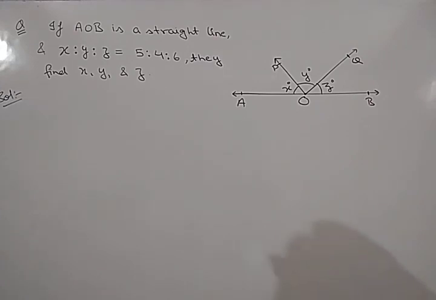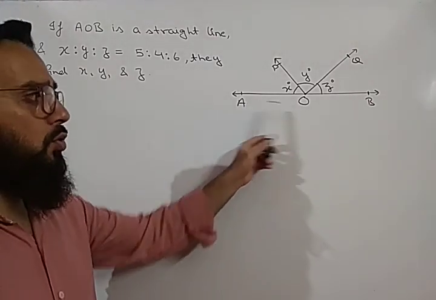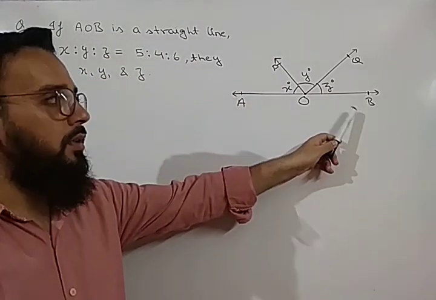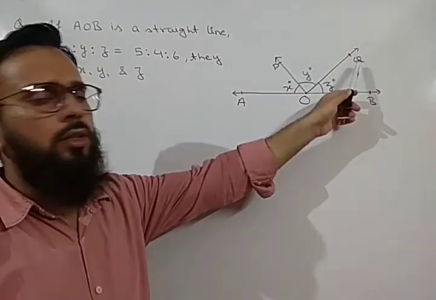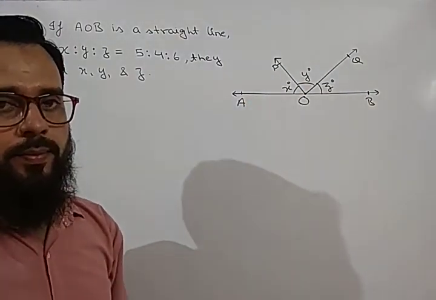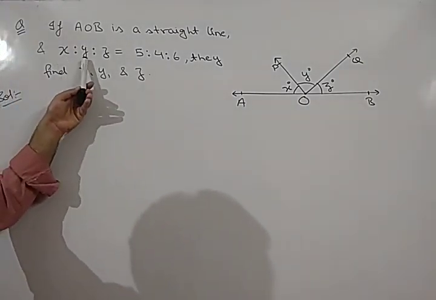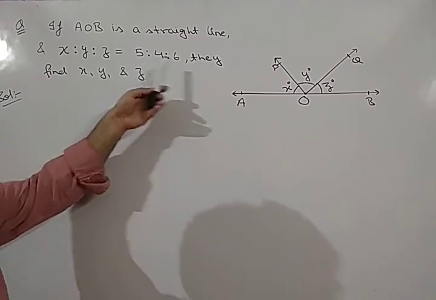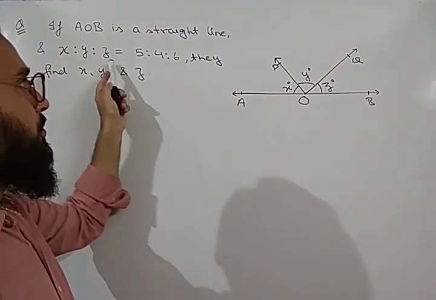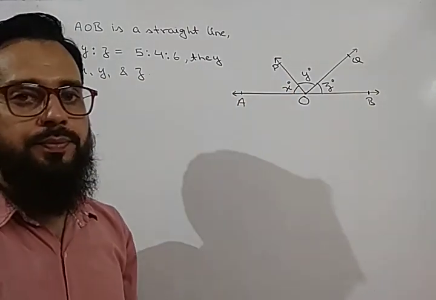Now coming to the next question. We have been given a figure. Here AOB is a straight line, and OP and OQ are two other lines. We are given the angles x, y and z, and one more thing: the ratio x : y : z equals 5 : 4 : 6. So we are given the ratio of these three angles, 5:4:6, and we have to find the values of these three angles.